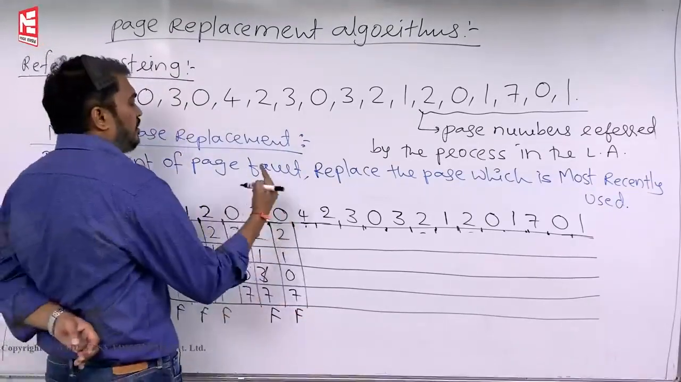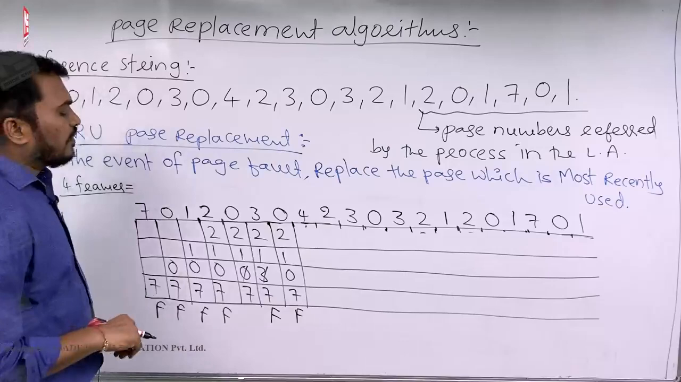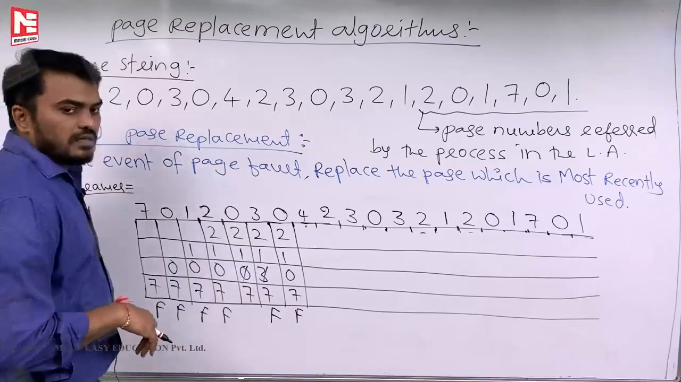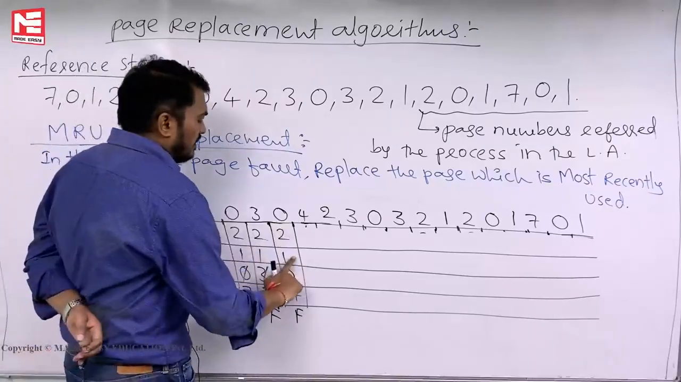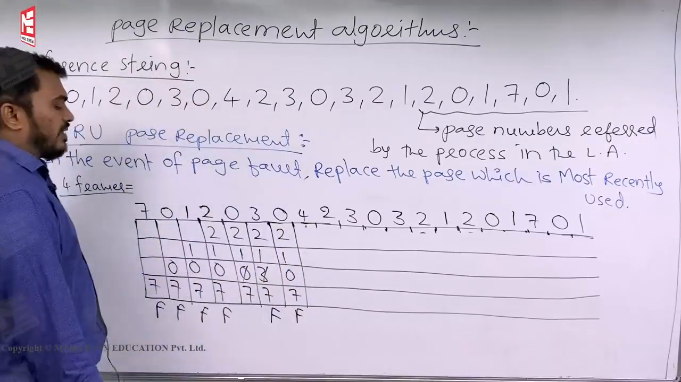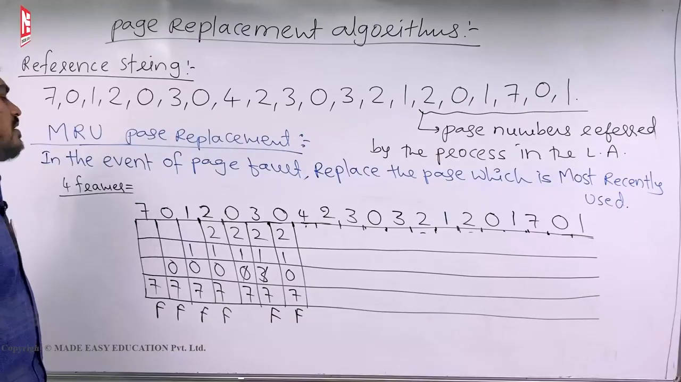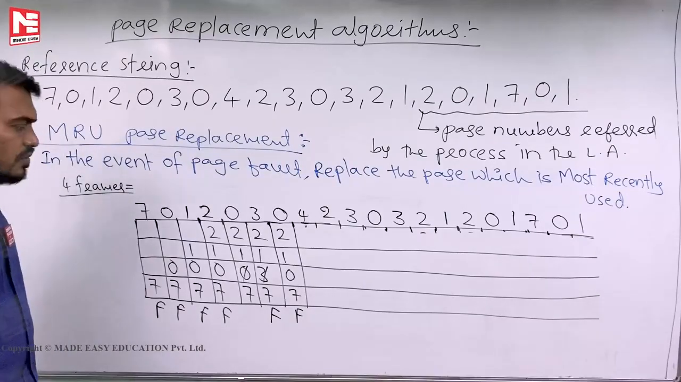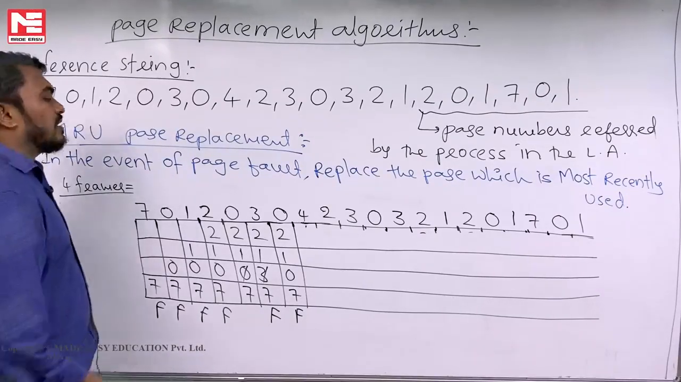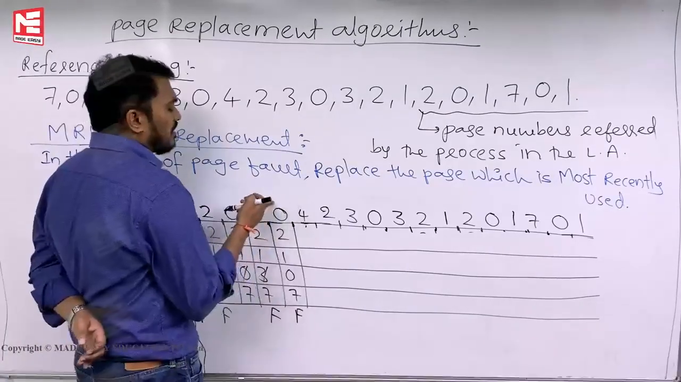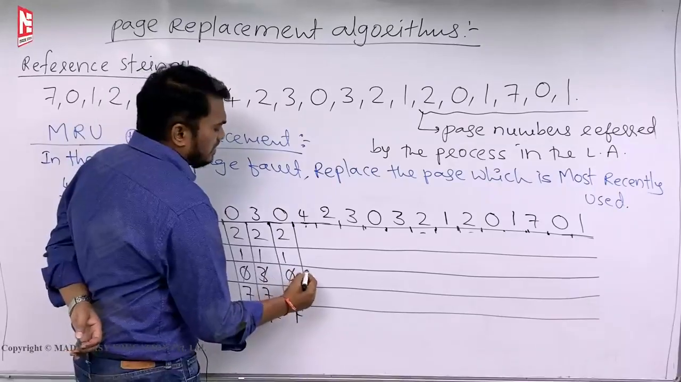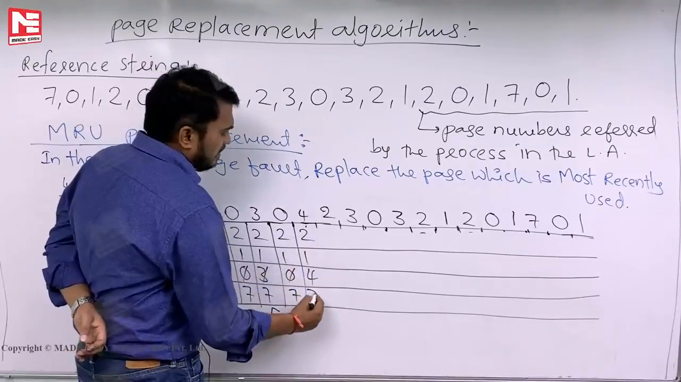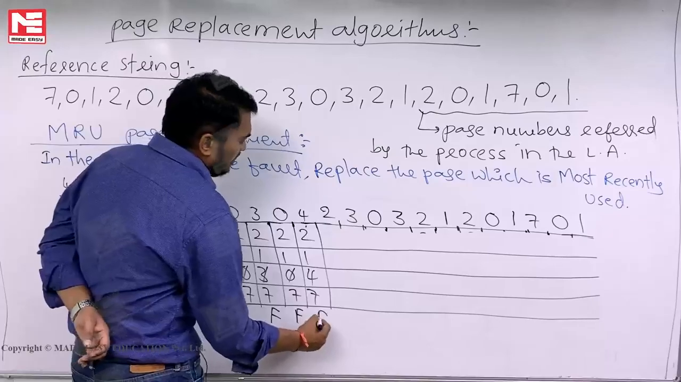And next is what here? Okay, 4. Next is a 4. 4 is not available. Now tell me, which one to replace? Most recently used, the one just used. Tell me, which was just used? 0. That is all that is visible here, right? Simply replace 0 with the 4 and copy the remaining as it is, and that is again a page fault.